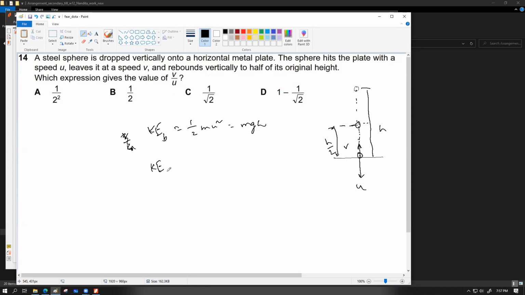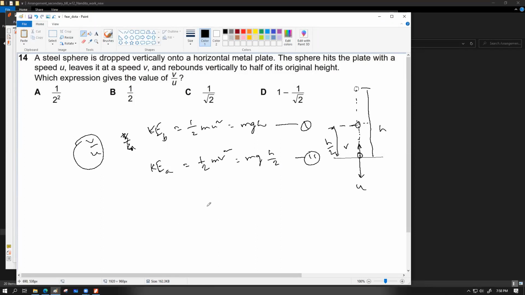And K after should be half m v square. After means right after the bounce, as it leaves from the plate, that should be half m v square, which should be coming from mgh by 2. The reason I'm writing these two equations in this format is because I want to get the ratio of v by u. So I'm going to divide these two equations, equation 1 and equation 2.